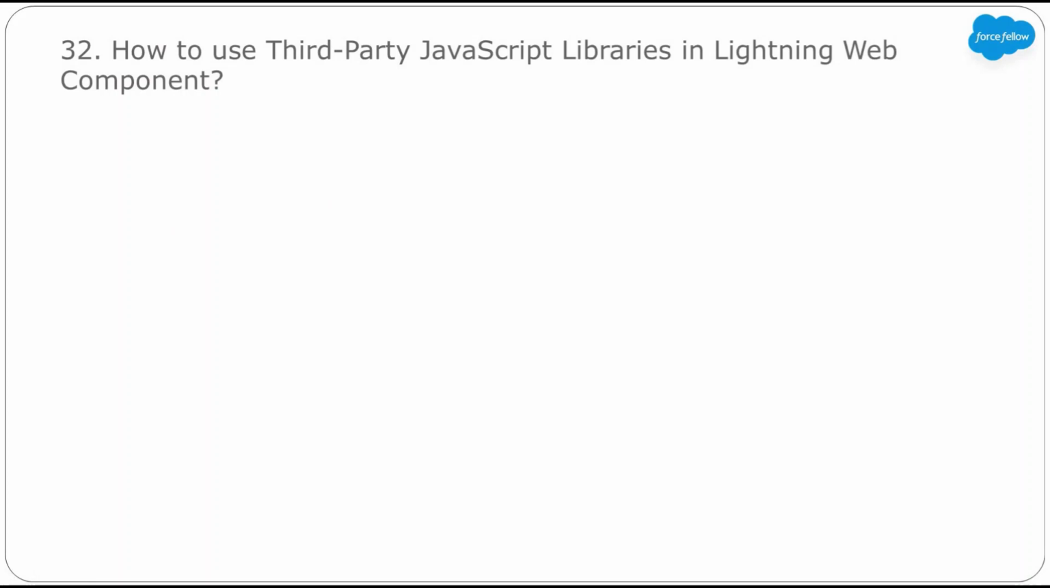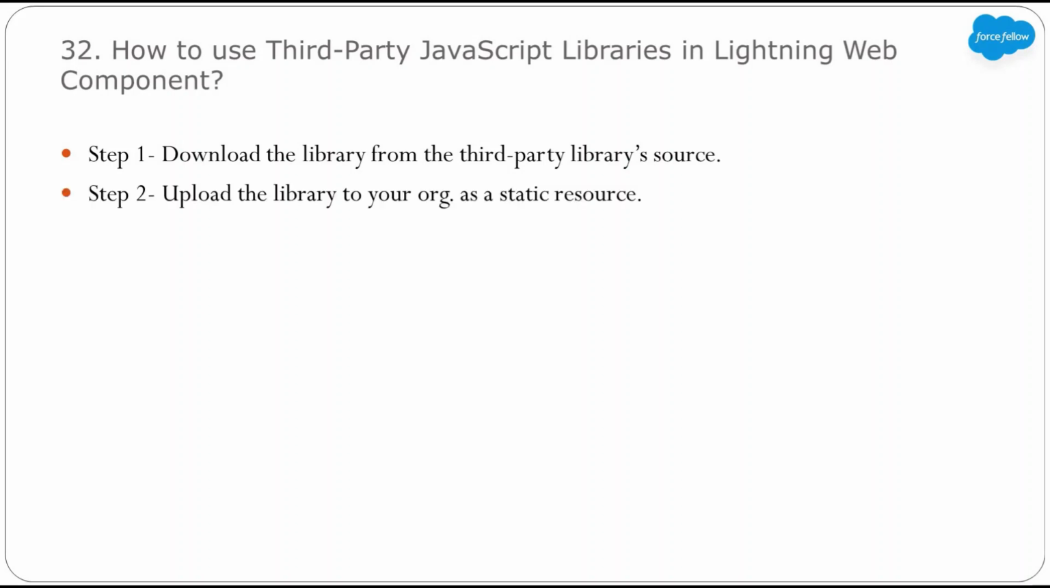Next we have: how to use third-party JavaScript libraries in Lightning Web Components. Sometimes in real-world applications we need to use third-party JavaScript libraries like jQuery, which is a very famous JavaScript library for DOM manipulation. If you want to add any third-party library in an LWC component, you need to follow these steps. The first step is to download the library from the third-party source. The second step is to upload that library to your org as a static resource.